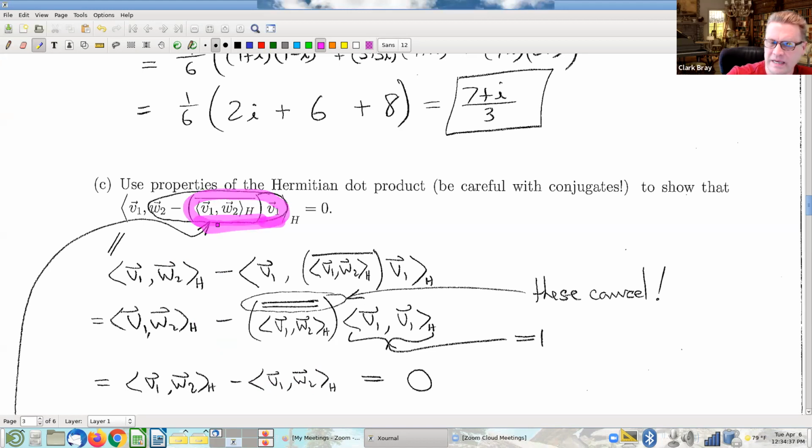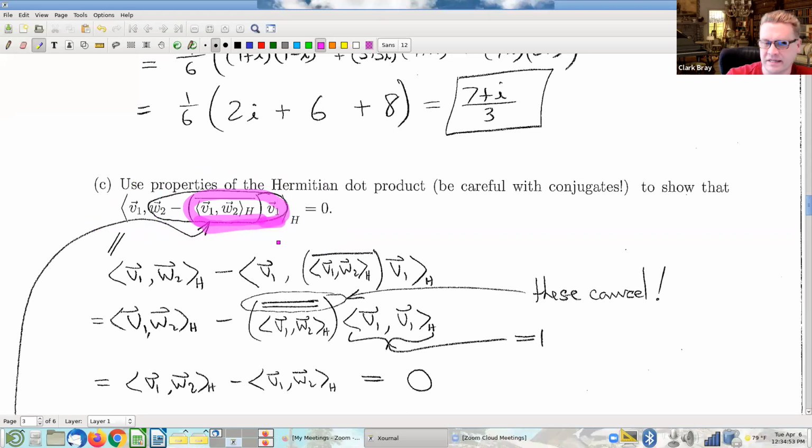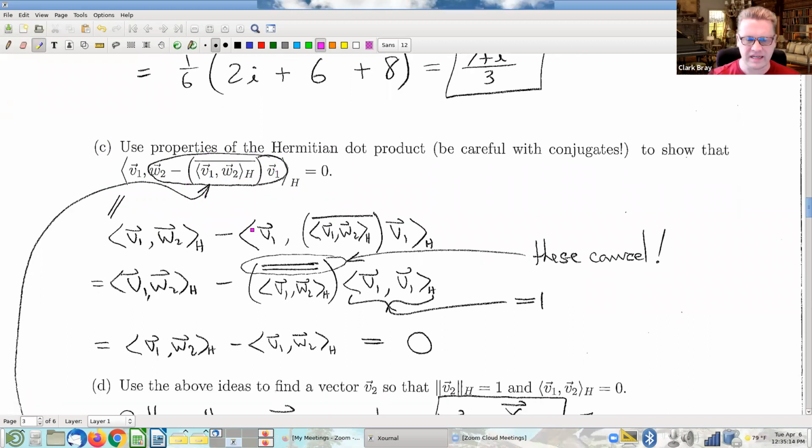this must be the amount that W2 pointed in the V1 direction, because what's left over after subtracting it is orthogonal to V1. So we must have subtracted the extent to which W2 points in the V1 direction. Now none of what I just said there is really essential for answering part C, but that's the eyebrow that was supposed to have been raised, and that we were hoping students would get out of this. And where that becomes useful is then in part D.